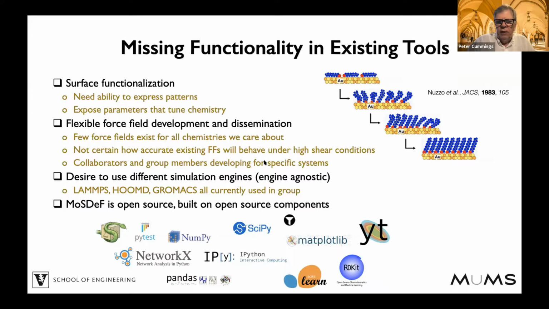We want to use different simulation engines. I think everybody who does molecular simulation swaps around between using codes like LAMMPS or HOOMD or GROMACS, depending on the property being calculated and so on. So we want the system, MoSDeF, to be simulation engine agnostic. In other words, it can be used with a wide variety of simulation engines. It's open source itself, and it's built on open source components, so everything is available online.